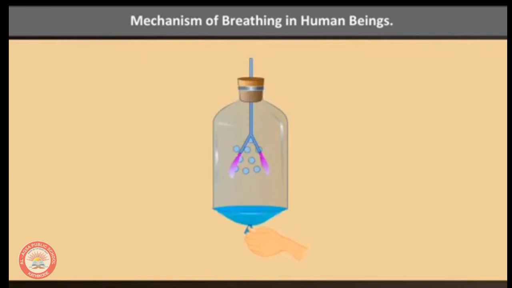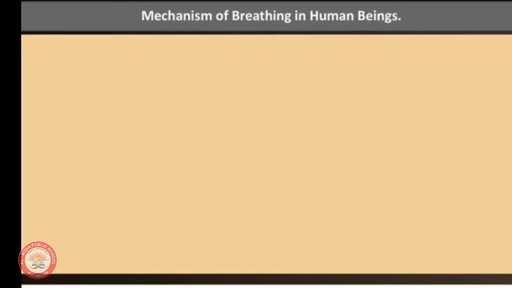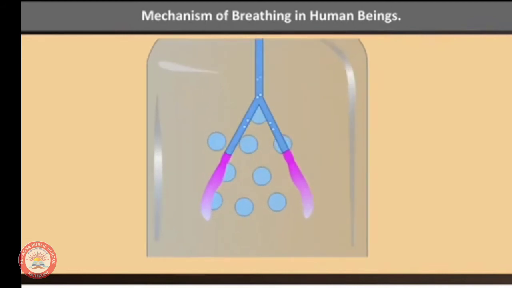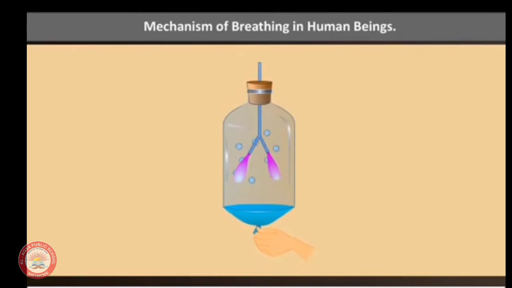When we pull the rubber sheet outwards, the space inside the bottle increases and air from outside enters into the bottle. The air travels through the tube and enters the two branches of the tubes and into the balloons, and the balloons get inflated. When we push the rubber sheet inside, the space inside the jar is reduced and the air from inside moves out of the balloons and the balloons get deflated.